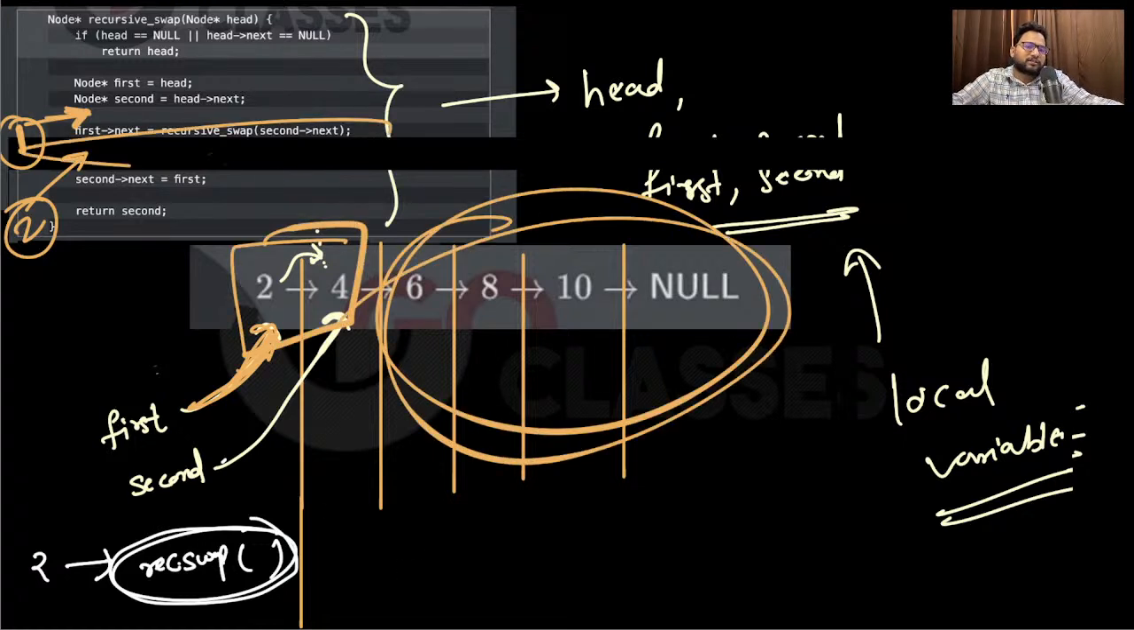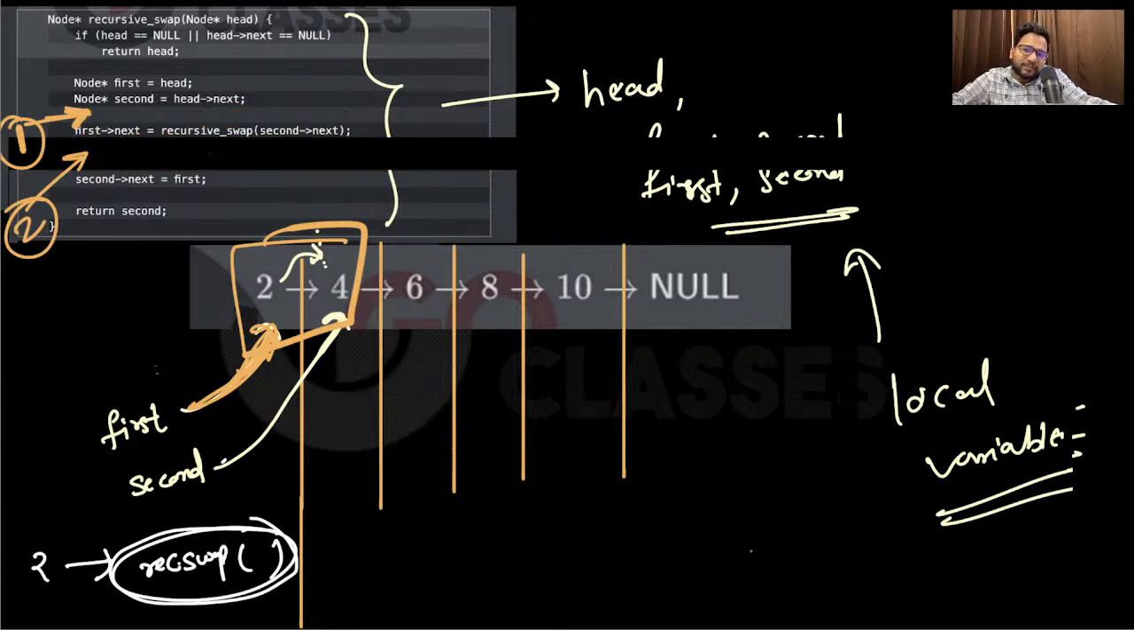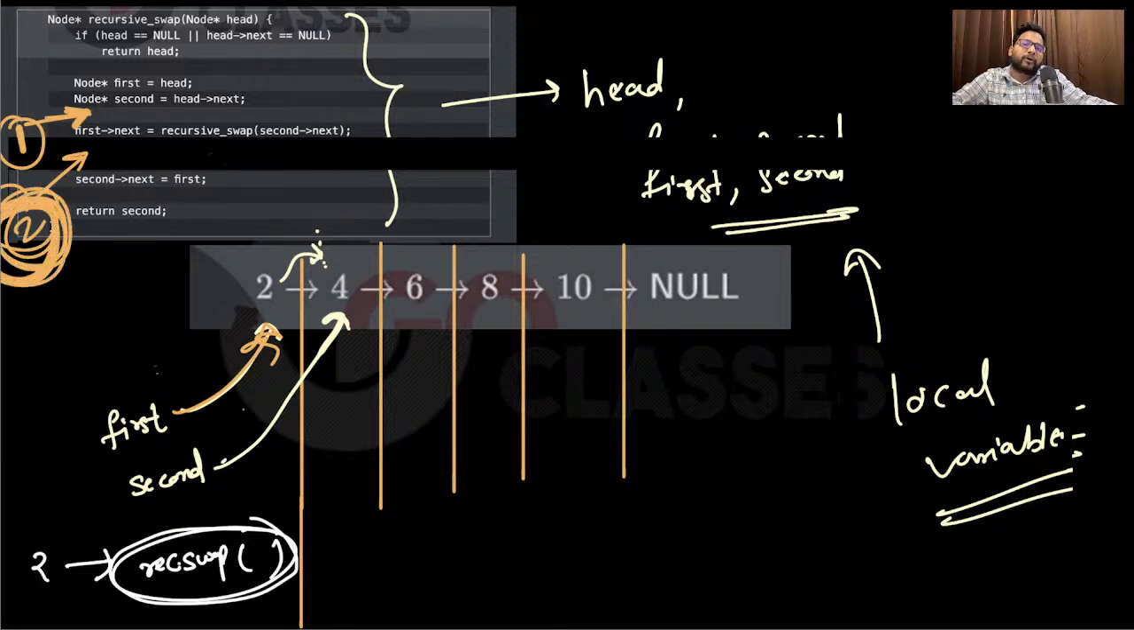This is the next call on 6. So at least this particular call cannot change this link 2 to 4, right? Whatever this returns, it doesn't matter to me. If first is pointing to 2 at this point in time, then at the second point, first will still be pointing to 2, right? So the second next is first. Second next, which means 4, will start pointing to first, whatever first is pointing to. So this line will make sure that 4 starts pointing to whatever first is pointing to, right?